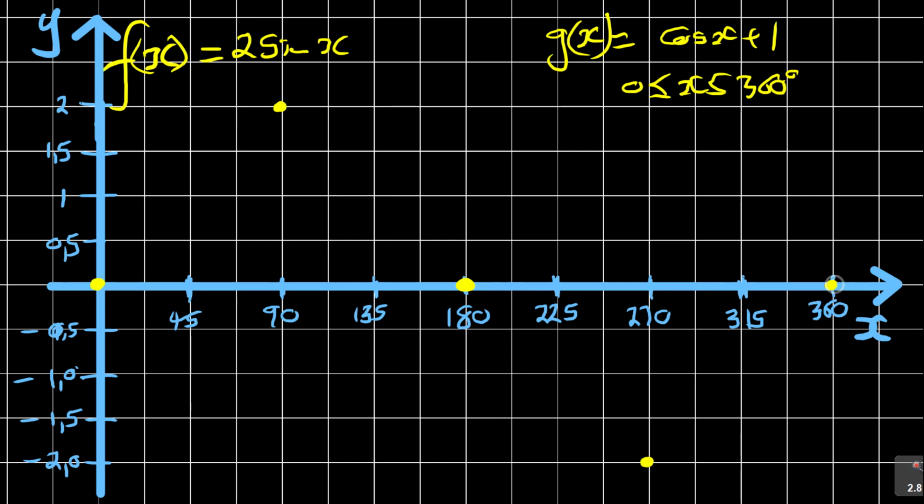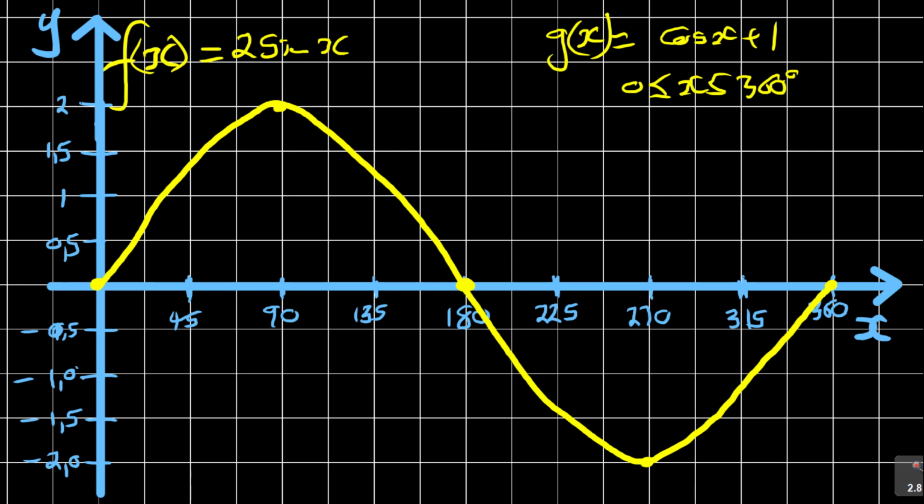360 is 0. Now you can see the graph of sine. If you know the graph of sine, it's easy to plot that. There it is. See that? So we labeled it. This is the graph of what? F. We do the same thing.